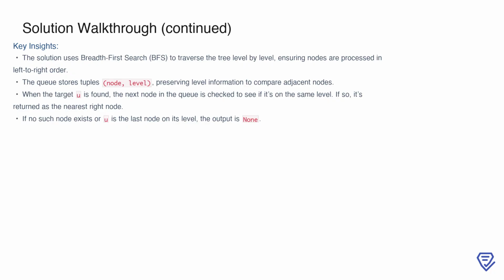When we encounter the target node U, we simply check the next node in the queue. If it exists and is on the same level, it is the nearest right node and is returned. Otherwise, if there is no such node or if U is the last node in its level, the output is none. This approach is both efficient and intuitive for solving the problem.